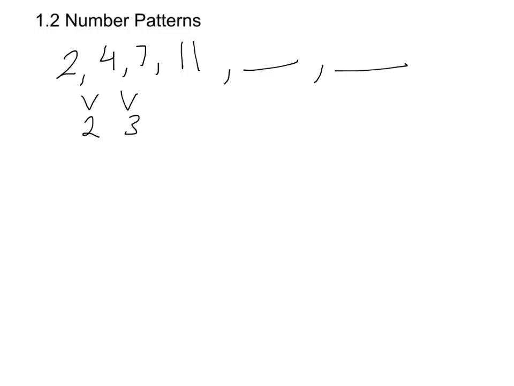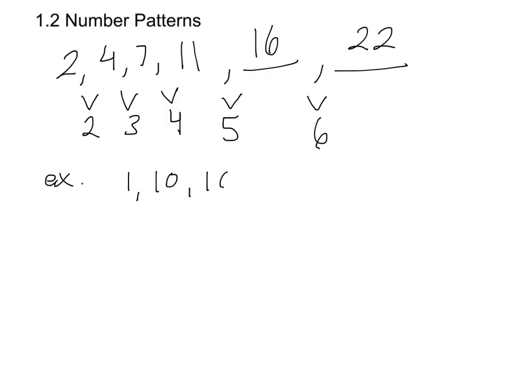So some problems require inductive reasoning. You might have a set of numbers such as 2, 4, 7, and 11 and be asked to find the next two terms. So here we can see that the terms first increase by 2, then by 3, then by 4. So we can see a pattern here. The next term will increase by 5, so that'll be 16, and the next term will increase by 6, and that'll be 22.